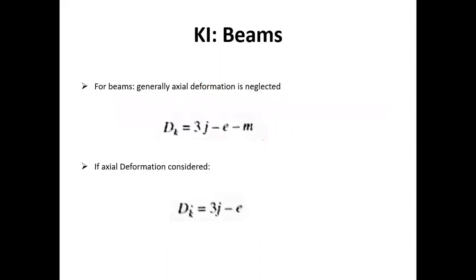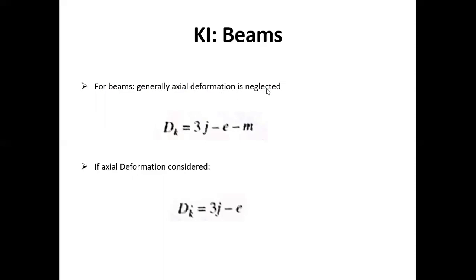Next is the simple formula for degree of freedom in the case of a beam: dk is equal to 3j minus e minus m. Here dk is the degree of kinematic indeterminacy, j is the number of joints, e is the number of internal reactions, and m is the number of members.